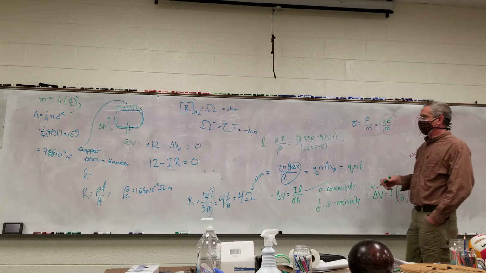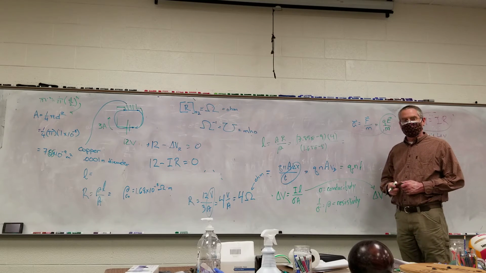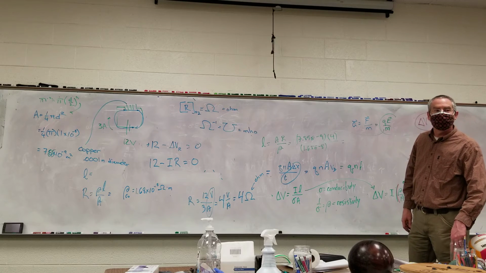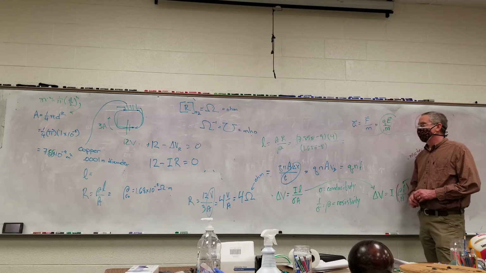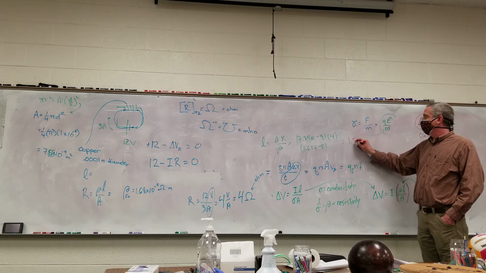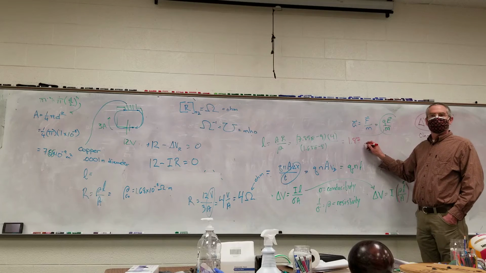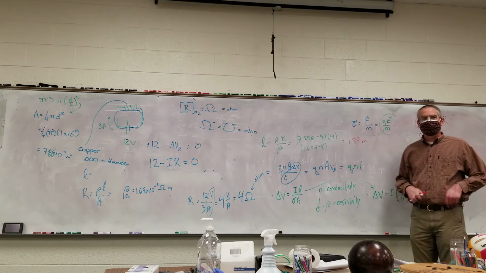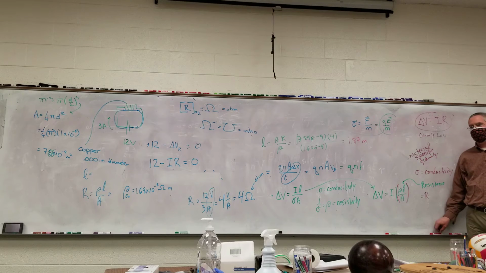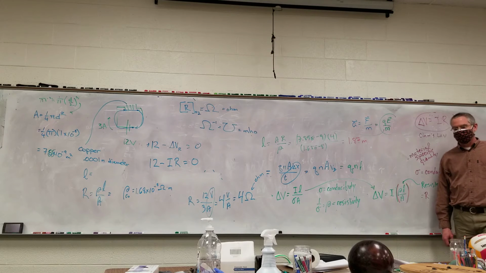So what do we end up with, the length? I got 1.87 meters. Yeah, meters. So about my height. A 4-ohm resistor is not much.